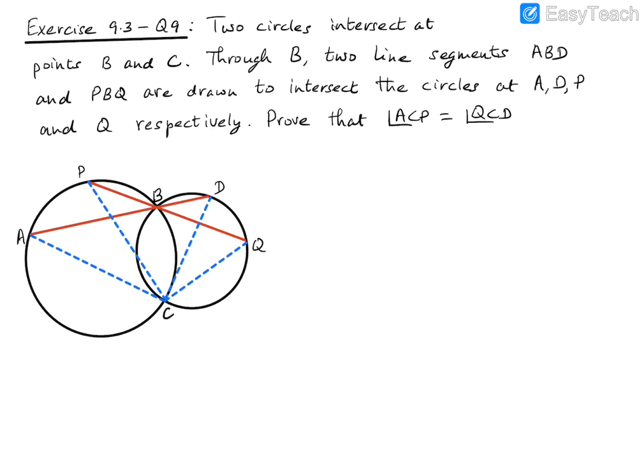So what is the angle ACP? It is this angle here, subtended between these blue lines here. So ACP is this angle over here. So let me mark that. So ACP is this angle over here, and the angle QCD is this angle over here, and we are asked to prove that these two angles are equal.